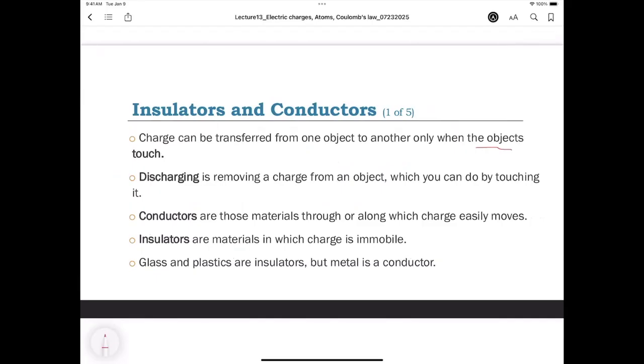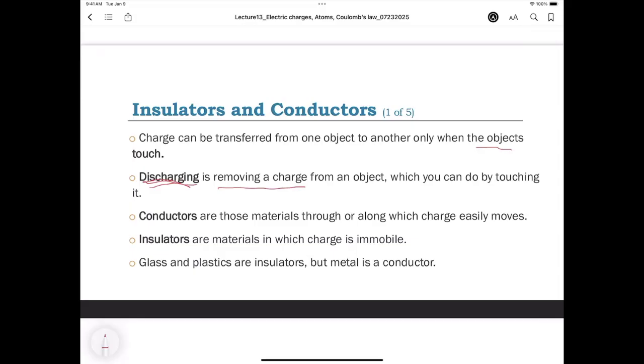Discharging is removing a charge from an object, which you can do by touching it. There is another term, discharging, which means removing a charge from an object, and you can also do it by touching it.